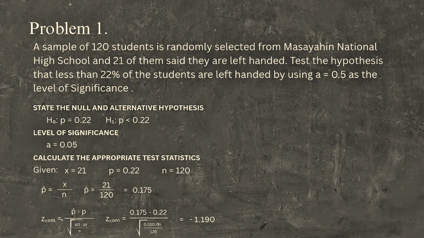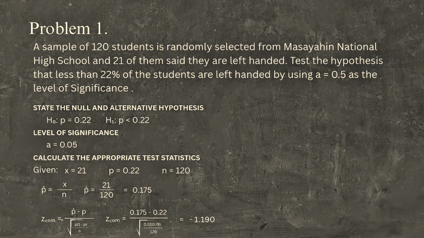So next, we compute the z-test statistic. Using the formula, z equals sample proportion minus population proportion divided by the square root of p times 1 minus p divided by n. After substituting all the values and solving, we get z equals negative 1.190.